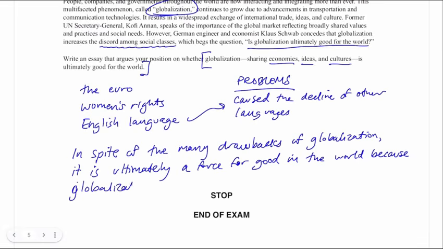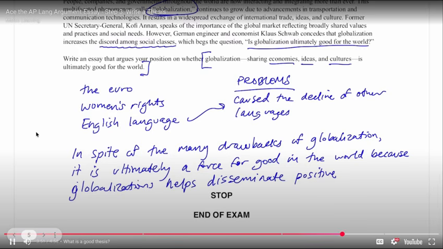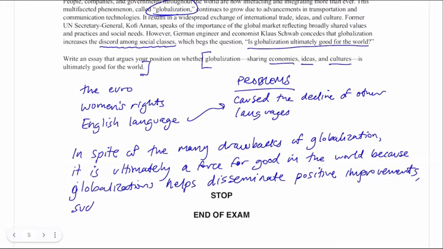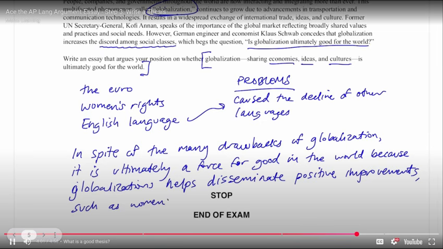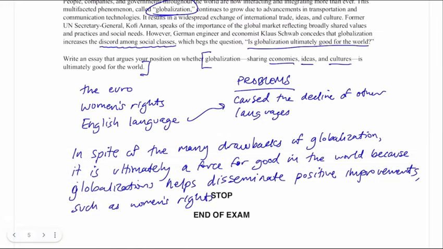globalization helps disseminate positive improvements, such as women's rights and the spread of language education.